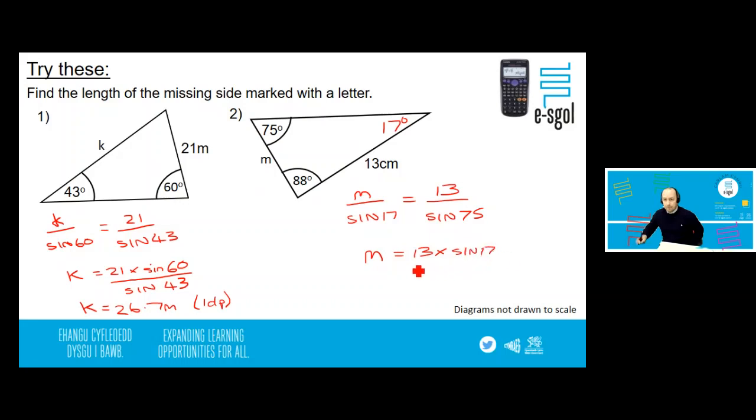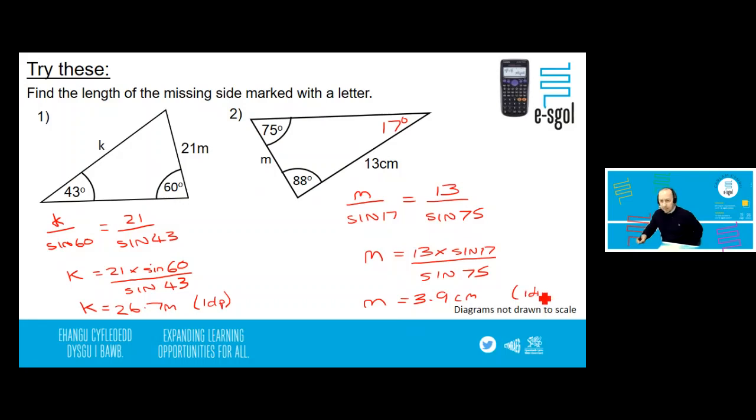Sine of 17, all of that divided by the sine of 75. And again, once I work all that out, I'm going to round my answer. So I've got an answer of 3.9, and that is centimeters. Again, I've rounded that to 1 decimal place.